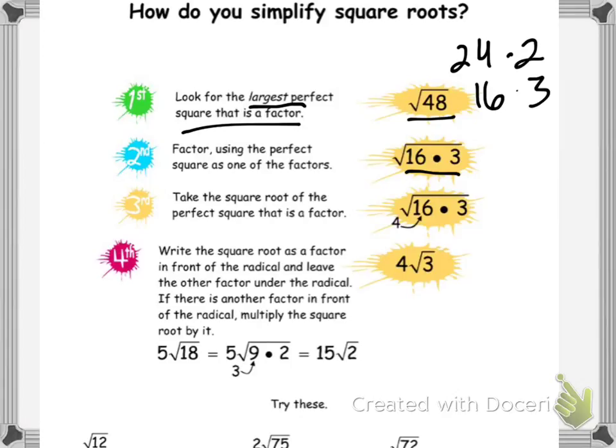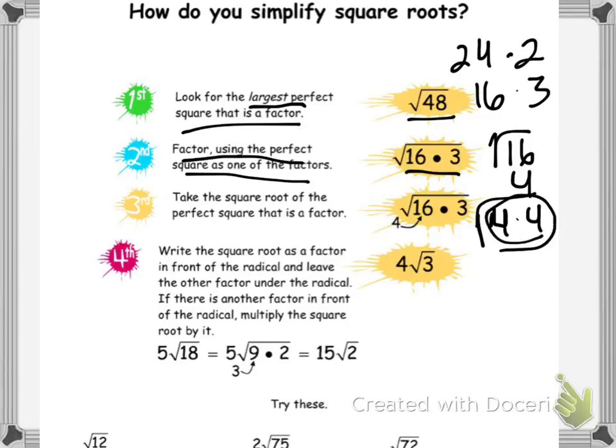Now we know the square root of 16 is 4. So factor using the perfect square as one of the factors. Alright, so the square root of 16 is 4, so you pull out that 4. And the reason that it's 4 is because 4 times 4 is 16. If you have two values inside the square root, you may pull one out.